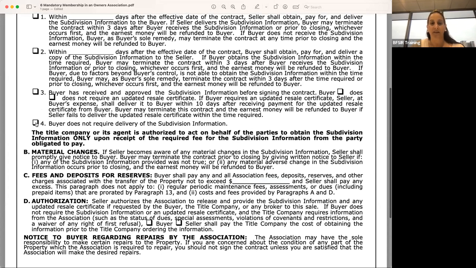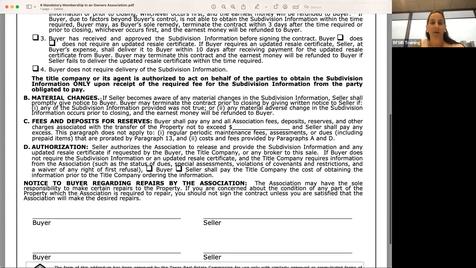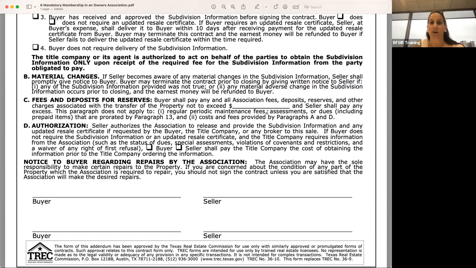So here, then buyer does not require delivery of the subdivision information. That's really weird. So I would never check that box. Okay. So then this happens if you're under contract in an HOA and like a lawsuit comes up during the course of the contract, or there's a huge flood or something. This is when seller has to give notice to buyer of material changes. And this is provisions under which the buyer can terminate if there's a material change during the course of the contract.